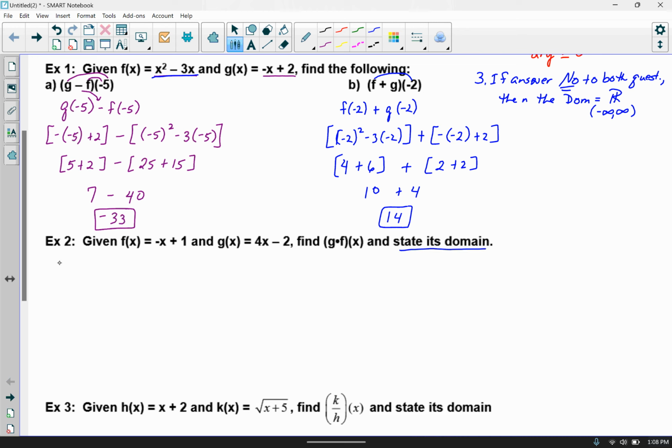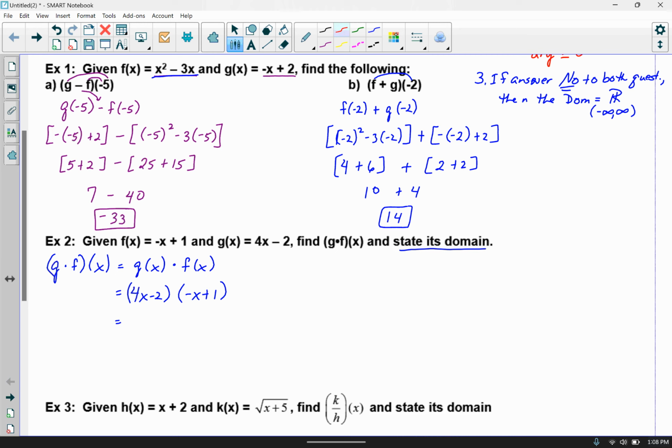So remember, g times f of x, that just means g of x times f of x. So let's plug in what we know. G of x is my 4x minus 2. F of x is our -x plus 1. I want to multiply these two. If we agree, you got two binomials sitting here side by side. We can just FOIL this.